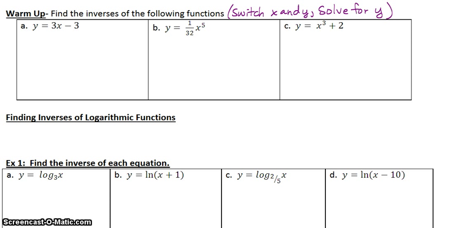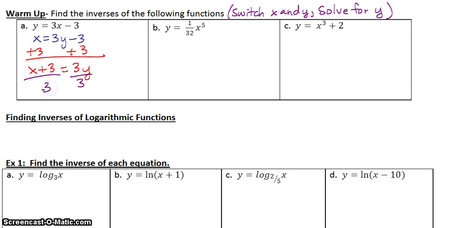as a brief explanation. So here I go. Step 1, switch x and y. Step 2, solve for y. X plus 3 equals 3y, divide by 3, divide by 3. Just don't forget to put the divide by 3 to both parts. So I end up with either x plus 3 over 3, or I could split it up into x plus 3 and 3 over 3, which is 1.